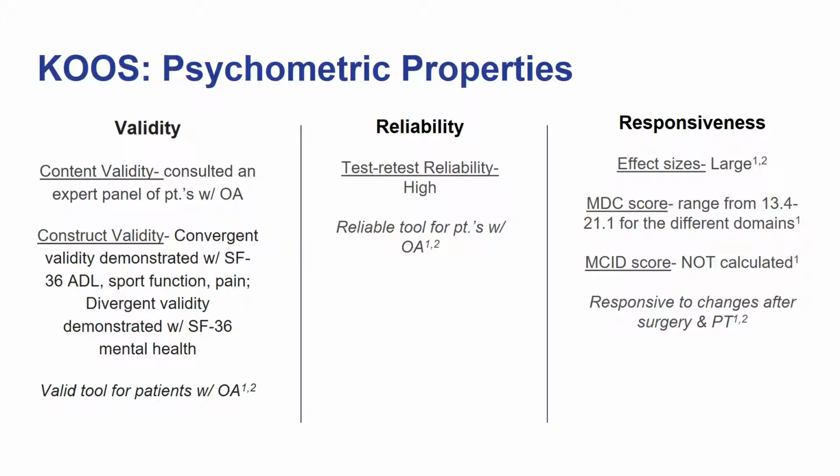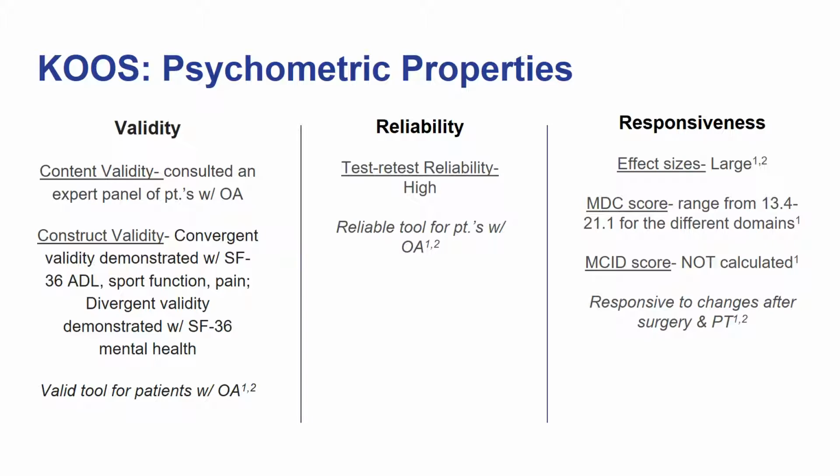In terms of psychometric properties, this is a valid tool for patients with OA. Content validity is good because the authors have consulted with a panel of experts who were patients who had OA in order to ensure that all aspects of osteoarthritis are addressed. There's no gold standard to compare this to, so it was compared to the short form 36 to obtain convergent and divergent validity. The KOOS demonstrated convergence with sport function and pain and divergent validity with mental health. This makes sense because the KOOS does not address any aspects of mental health, so you wouldn't expect it to be convergent in that aspect.